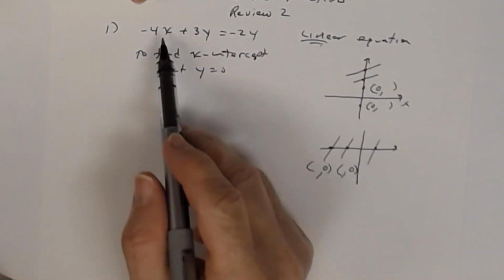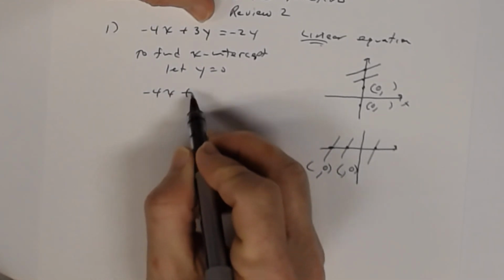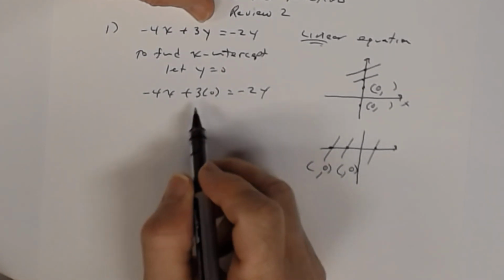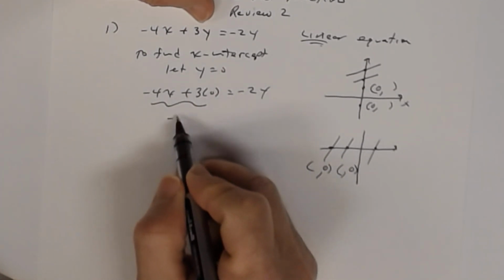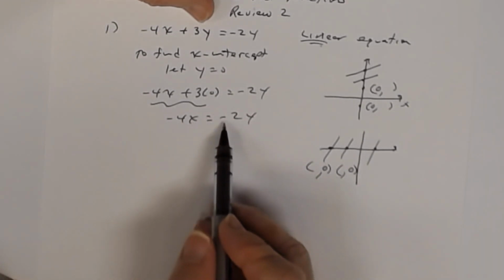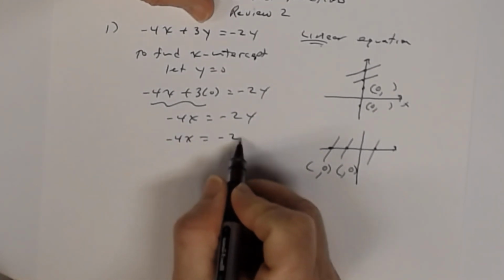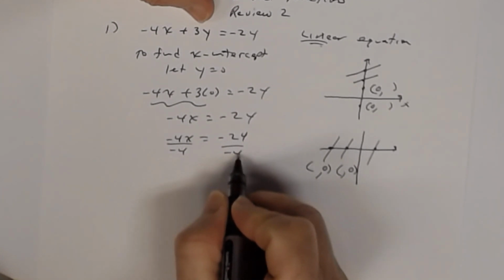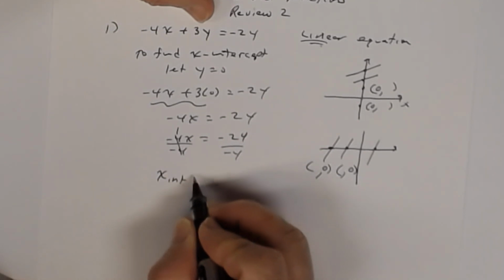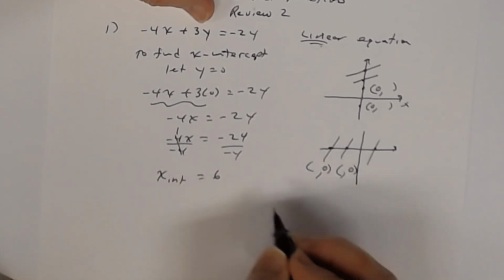So you go to your equation, and wherever you see the variable y, you substitute 0. I get negative 4x plus 3 times 0 equals negative 24. Well, 3 times 0 is 0, so this becomes negative 4x equals negative 24. To solve for x, you divide by negative 4. Negative 4 divided by negative 4 is 1, and 1 times x is x. Negative 24 divided by negative 4 is a positive 6, so x equals 6.